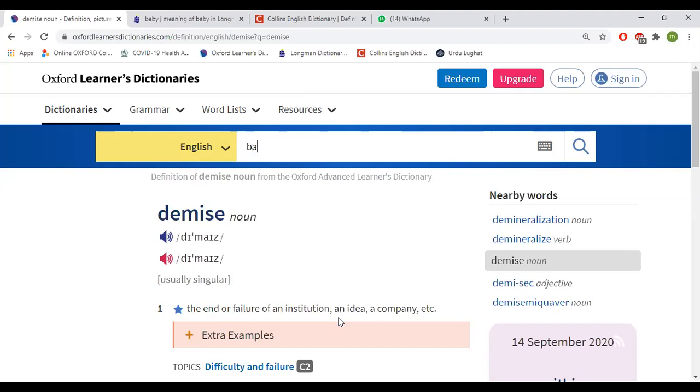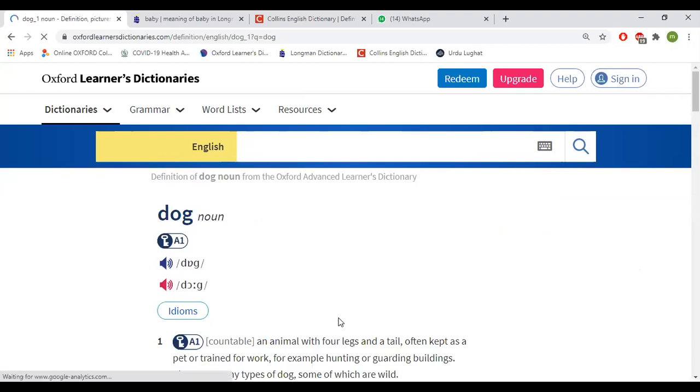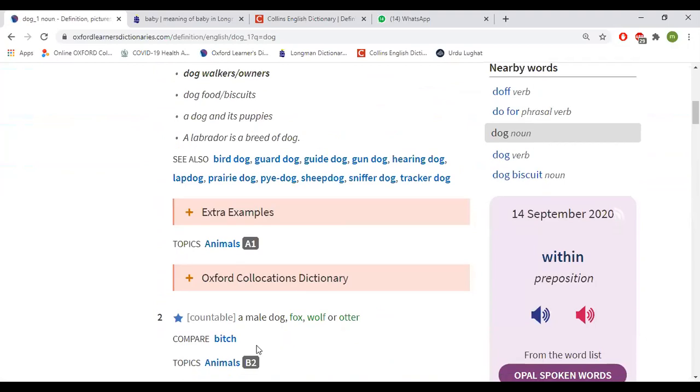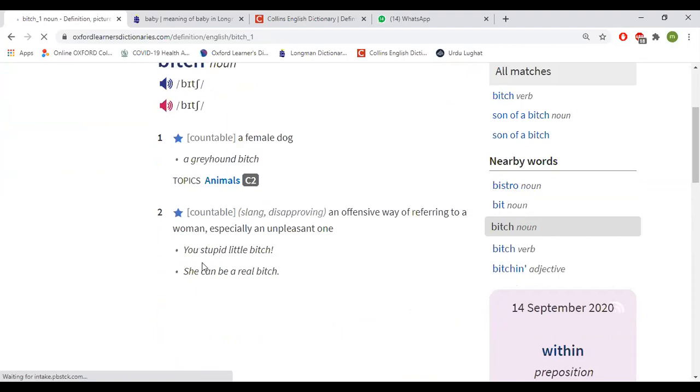अब ये एक वर्ड है मिसाल के तौर पर, सर, ये तो हमारे कॉन्टेक्स्ट में जो है इसको हम नेगेटिव उर्दू में लेते हैं। Otherwise in English it is all right. लेकिन इसकी जो फीमेल है वो जो है it is a slang word. First meaning तो animal, a female dog. But the second meaning is an offensive way of referring to a woman, especially an unpleasant one. You stupid little, and she can be a real bitch. So yes, second meaning इसकी slang है or disapproving. It is a slang and disapproving.